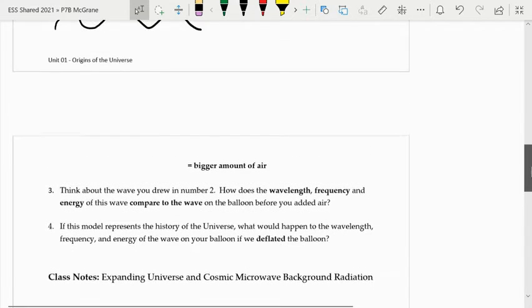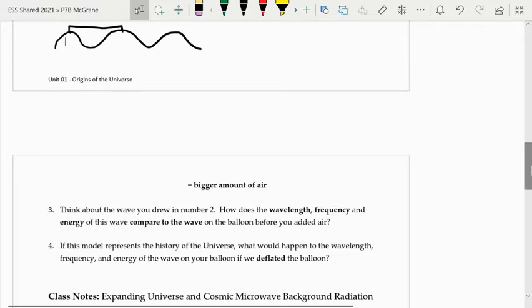You're still on that same page? I am not. It says, think about the wave that you drew in number 2. Question number 2. How does the wavelength, the frequency, and the energy of this wave compare to the wave on the balloon before you added air? So if I'm thinking about the wave that I started with, it had a shorter wavelength. So this wave has a longer wavelength. I'm going to say the new wave has a longer wavelength.